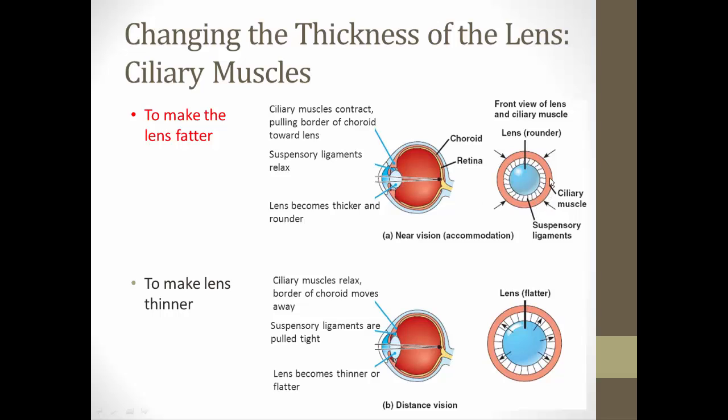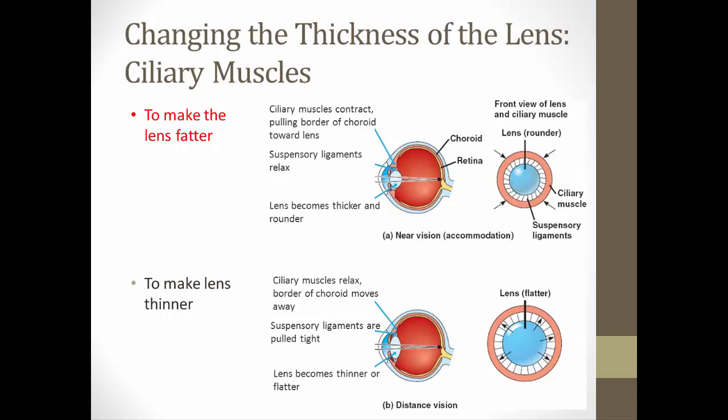So if I could adjust the frame size of my trampoline, you can imagine if I made my frame smaller, that it shrunk in, that would reduce the tension on the suspensory ligaments as well as on the lens, or on the surface of our trampoline, and would make the lens really fat. Okay, and that's what happens to make that lens fat.